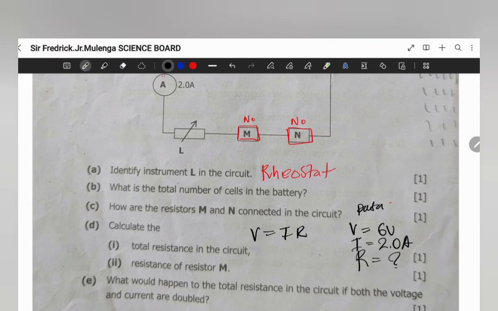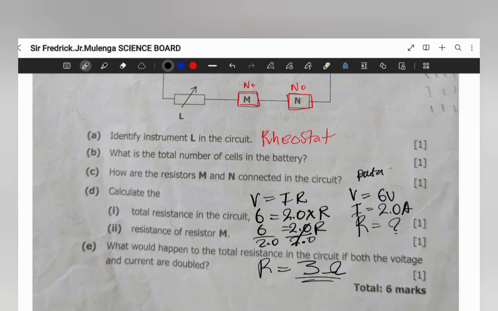So 6 volts is equal to current, which is 2.0, times resistance. So 2.0 times R is 2.0R. So 2.0R is equal to 6. I want to remain with R, so you divide both sides by 2.0. So our resistance is equal to 6 divided by 2, which gives us 3 ohms. So our total resistance is 3 ohms. Okay, so we are done with Roman numeral 1.